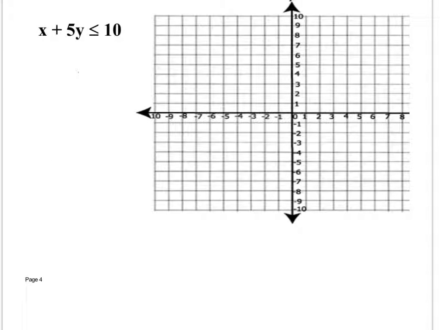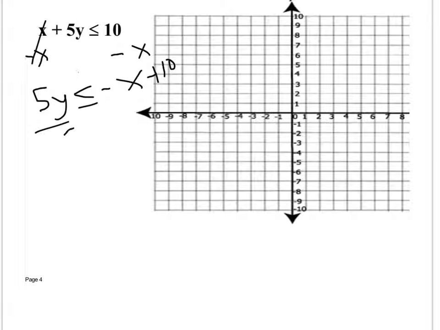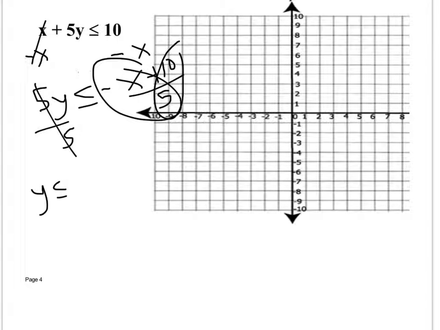x plus 5y is less than or equal to 10. So I've got to get y by itself. The first thing I'm going to do is subtract x from both sides. 5y is less than, I like to put x first, so negative x plus 10. We're going to divide both of these by 5. So y is less than or equal to negative 1/5 x plus 2.